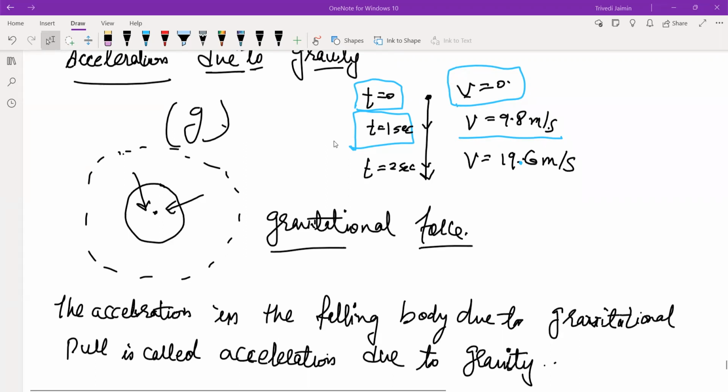Okay. This is not 15. This is 1 second, and time equals 2 seconds. Yes, sir, I got confused, sir. So v equals 19.6. Then so on.